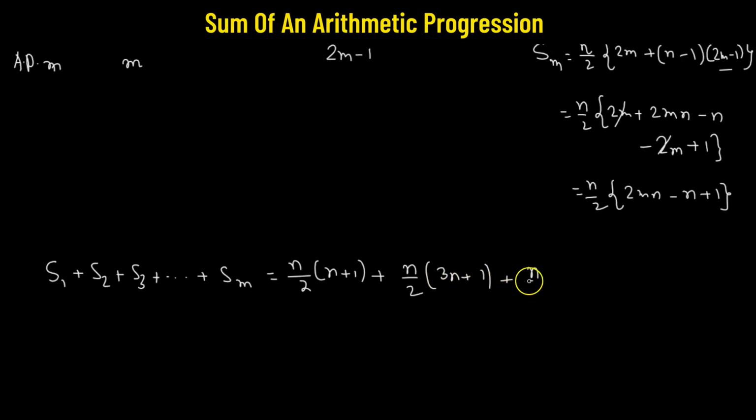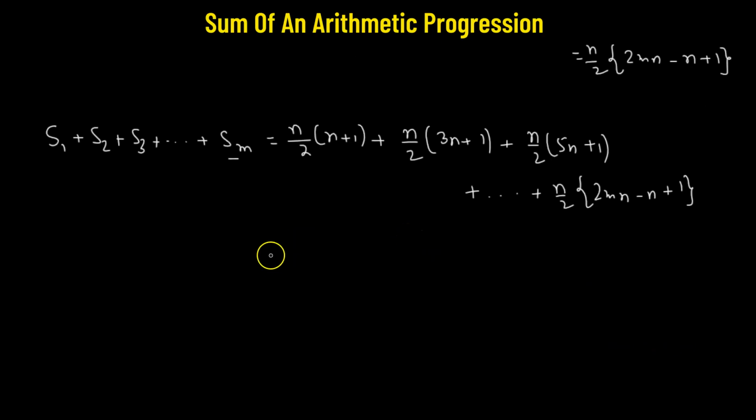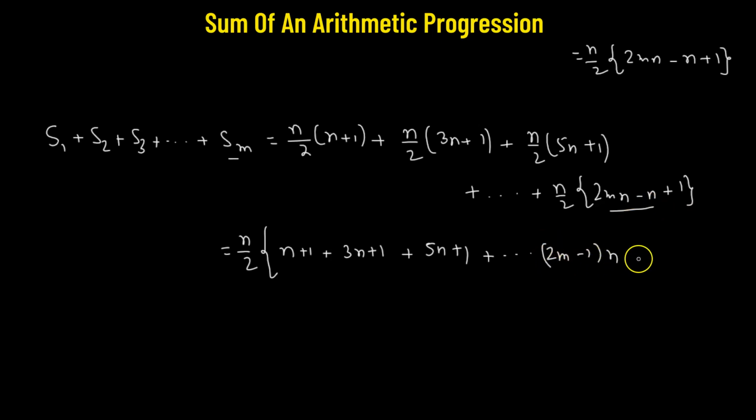For the third one we had n over 2 multiplied by 5n plus 1. This goes all the way up to the last sum, which is n over 2 multiplied by 2mn minus n plus 1. Fine. Now we can take n over 2 as the common factor from all the sums. So we have n over 2 whole multiplied by n plus 1 plus 3n plus 1 plus 5n plus 1 plus all the way up to 2m minus 1 multiplied by n plus 1.